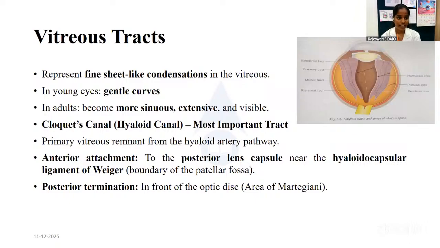Vitreous tract. It represents fine sheet-like condensation in the vitreous. In the young eye, it gently curves. In adults, it becomes more sinuous, extensive and visible. Cloquet's canal is the most important tract. Primary vitreous, remnant of the hyaloid artery pathway. Anterior attachment to the posterior lens capsule near the hyaloid capsular ligament of Wieger. Posterior termination in front of the optic disc.